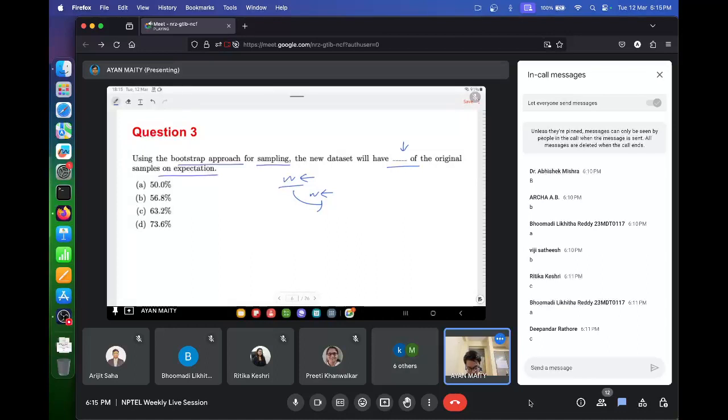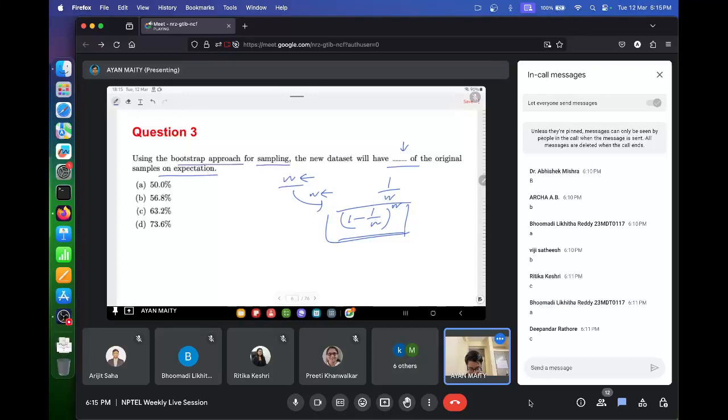With replacement, the probability of picking one data point in one draw is 1 by n. So the probability that it will not be picked in one draw is 1 minus 1 by n, and we are doing n draws from the original dataset, so to the power n. So this is the probability that a certain data point of the original dataset is not sampled in the bootstrapped dataset after n samples.